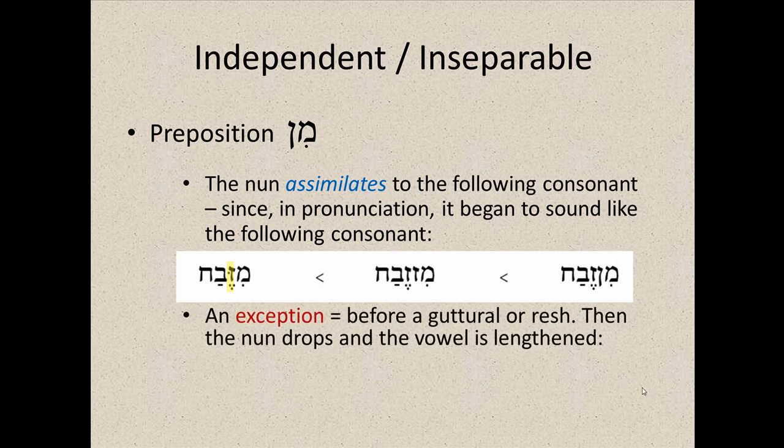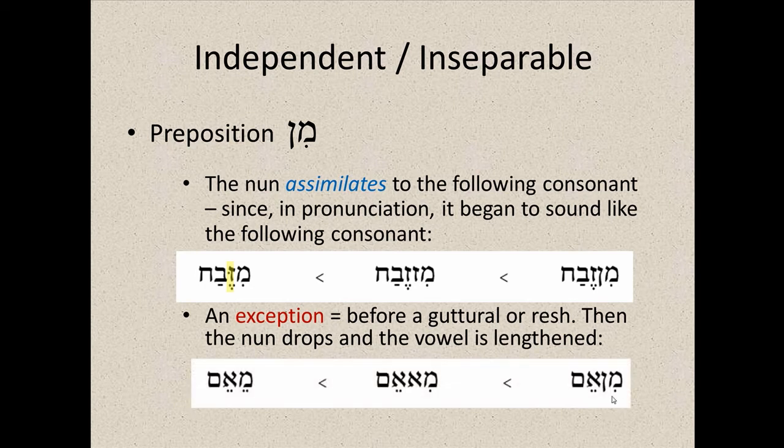The exception, excuse me, is before a guttural or a resh. Those don't take dagesh dots, as we've learned. In that case, then the noon will just drop out here. It just looks like it disappears, but it gets represented by the dot. So it doesn't really drop here, but if the first consonant of the noun that it's attached to is a guttural or resh, it will just drop out, and then the vowel is lengthened to telegraph that.